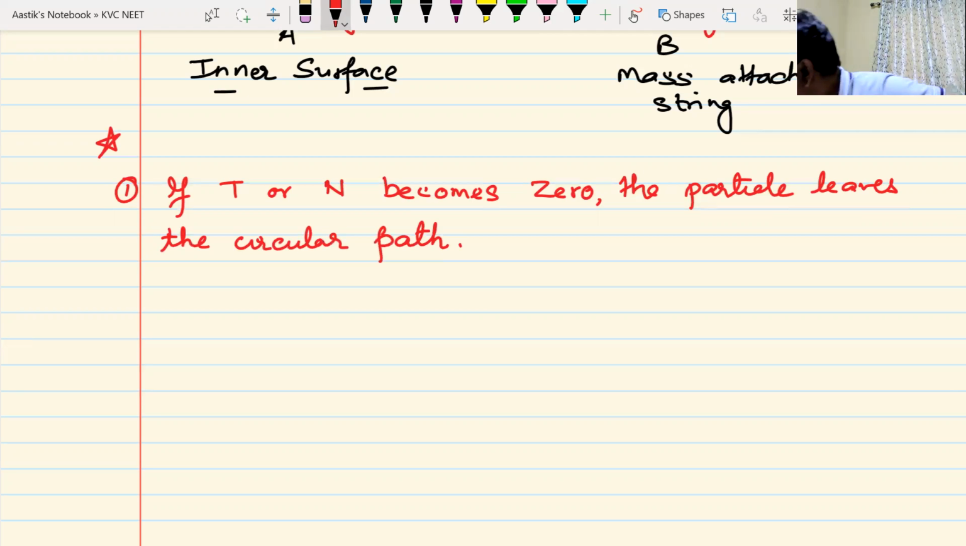If T or N becomes 0, the particle leaves the circular path. We will be writing notes and then I'll try to explain them. This is quite clear. If T or N becomes 0, the particle leaves the circular path. I've explained it. Now, what could be the condition that this T or N never becomes 0? What should be the condition that this T or N never becomes 0?